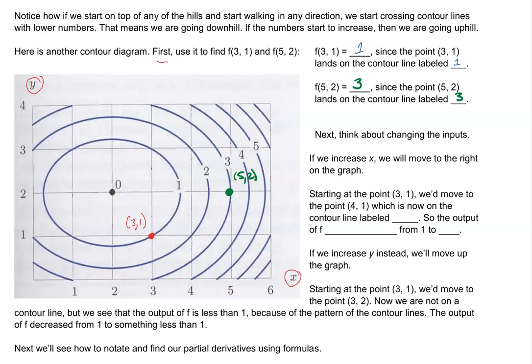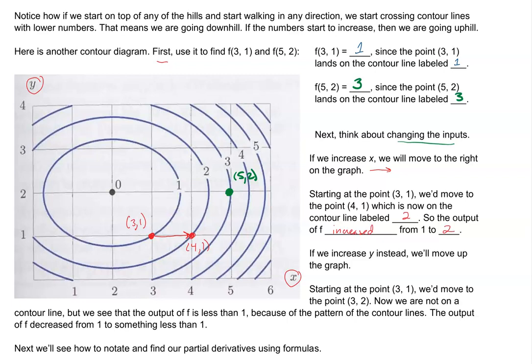So next, think about changing the inputs. If we increase x, we will move to the right on the graph, because across the bottom, 1, 2, 3, 4, 5, 6 moves to the right on the graph. So starting at the point (3,1), if we take one step to the right, we would land on the point (4,1), which is now on a contour line labeled with a 2. So the output of f increased from 1 to 2. All right, so we're talking about change.